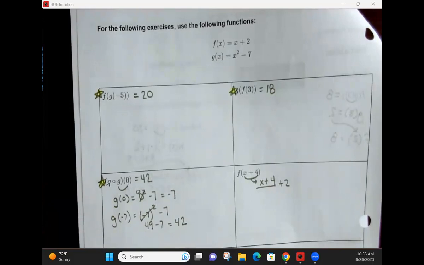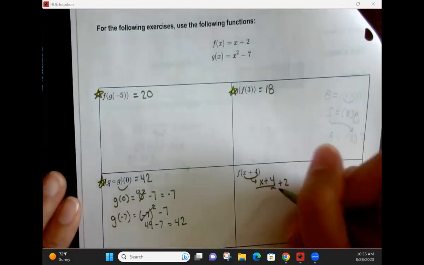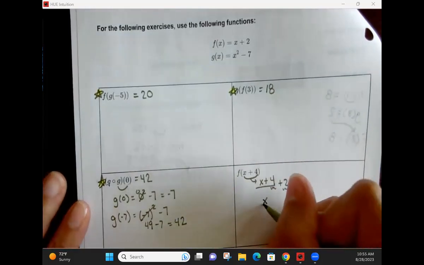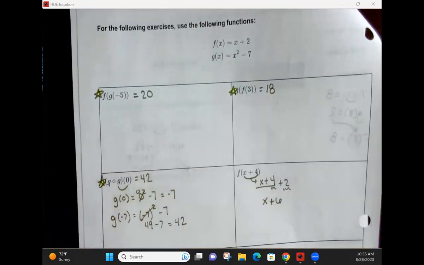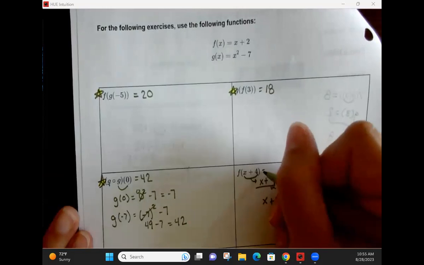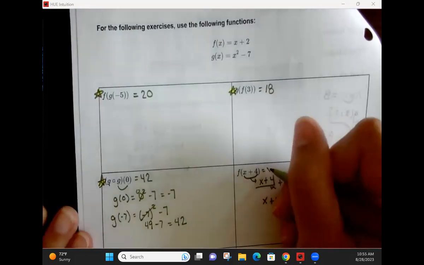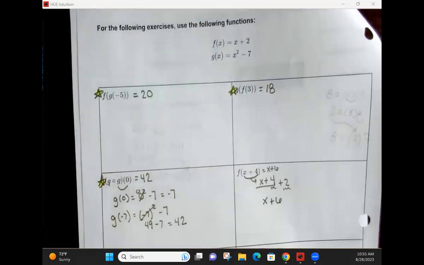And then we're going to combine like terms. So we've got 4 and 2 that we can combine, and that gives us x plus 6. And then that's it. We don't have a value that we're plugging in for x. We've already combined our like terms. So f of x plus 4 will give us x plus 6. And that's it. Okay. So that's our new idea for today. And again, we're doing a couple where we're just evaluating a function, not a composition.